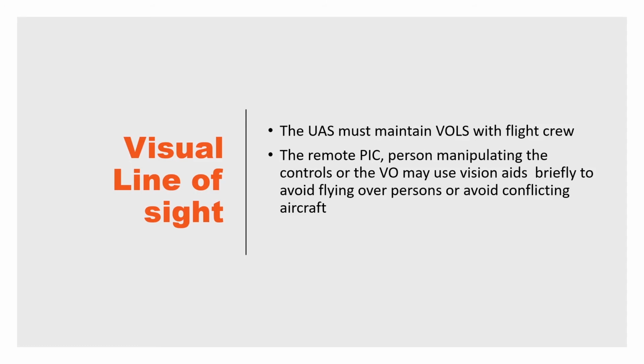Visual line of sight, like we talked about before: the UAS must maintain visual line of sight with the flight crew. The remote pilot in command, or person manipulating the controls, or the visual observer may use vision aids only briefly to avoid flying over persons and avoiding conflicting aircraft.